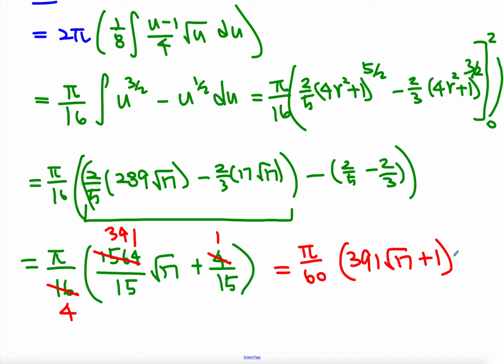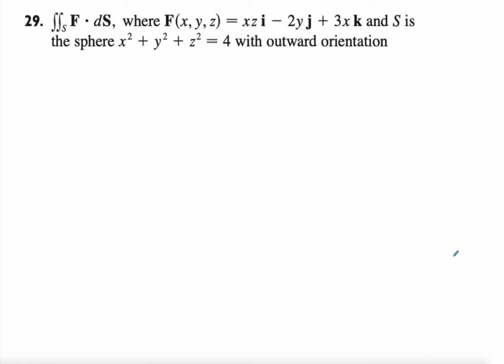All right, let's look at the next question. Number 29. What they want us to do is get the flux over the sphere. Okay, flux over the sphere. Then since it's an enclosed surface, we can use the divergence theorem. So the flux of the surface can be expressed as the divergence of the space inside. So what I'm going to do is try to get the triple integral of div f dv.